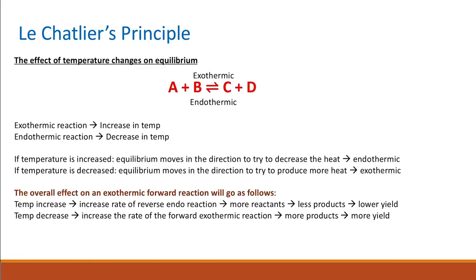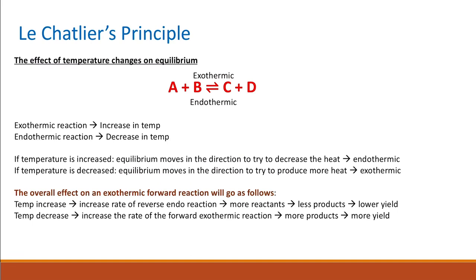And finally, the effect of the temperature on the equilibrium. So that will depend on whether we have an exothermic or endothermic reaction. So for a reversible reaction, one side will be exothermic and the opposite one will be endothermic. So if we increase the temperature, then that means that more heat was produced. The reaction is not at equilibrium anymore. So the reaction will have to shift towards the endothermic side.